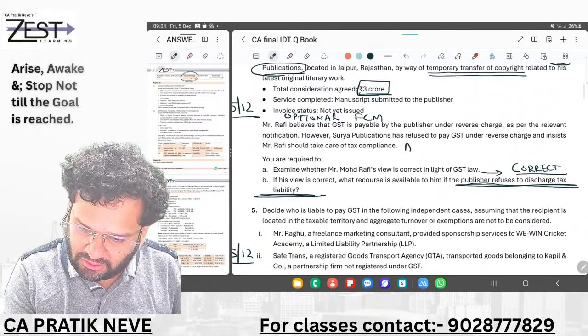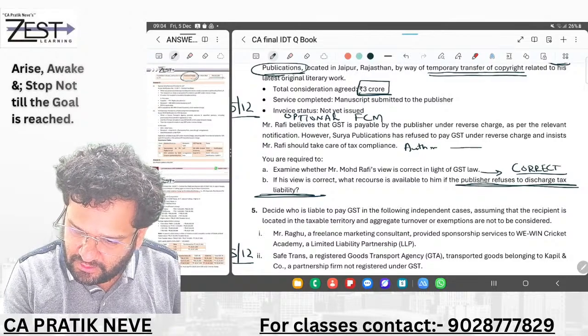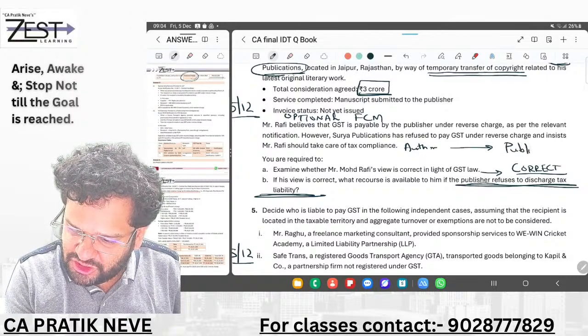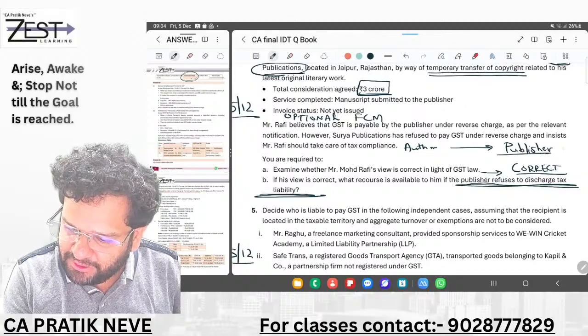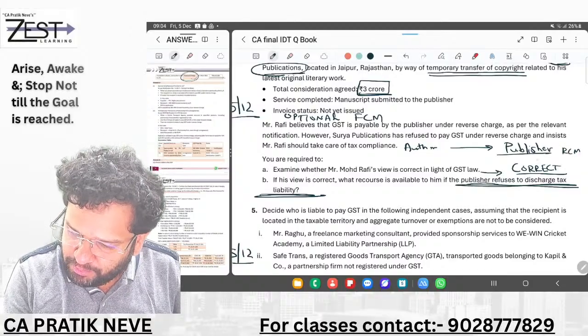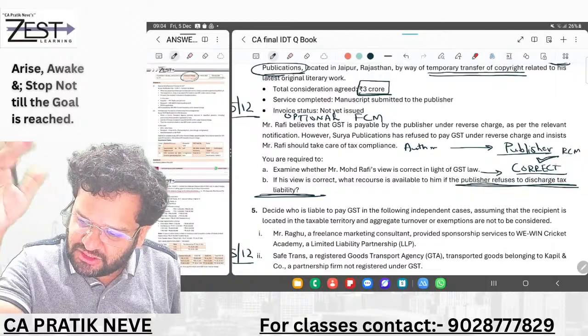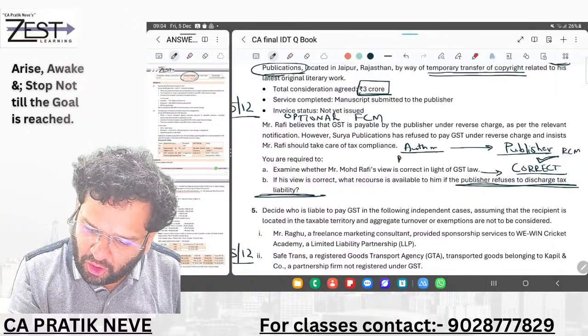Means the author is providing a service to the publisher. The liability is on RCM, no? So the publisher will pay GST and the publisher will get compulsorily registered. The author may not take registration also.